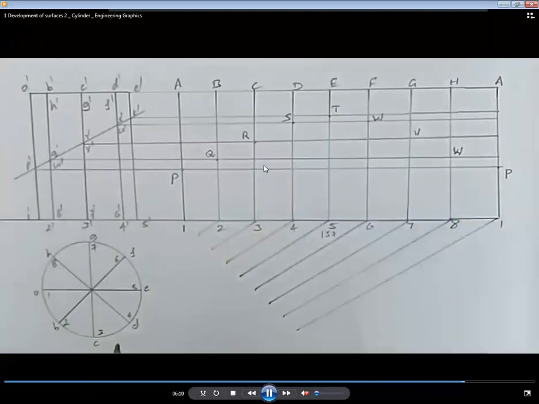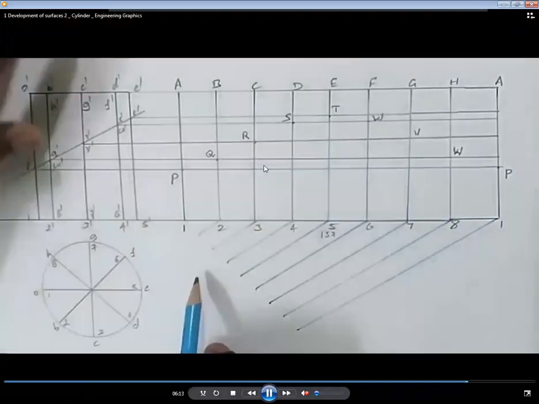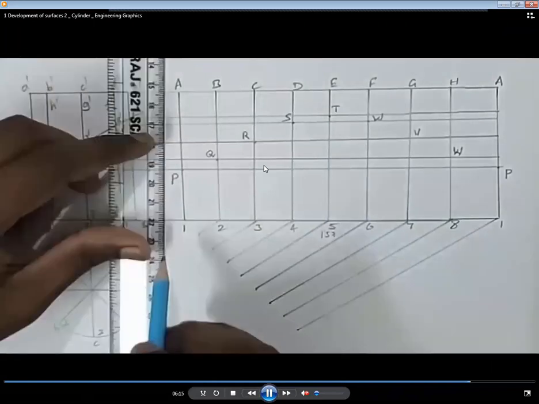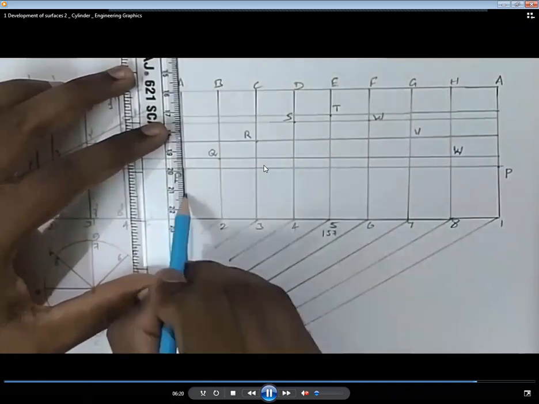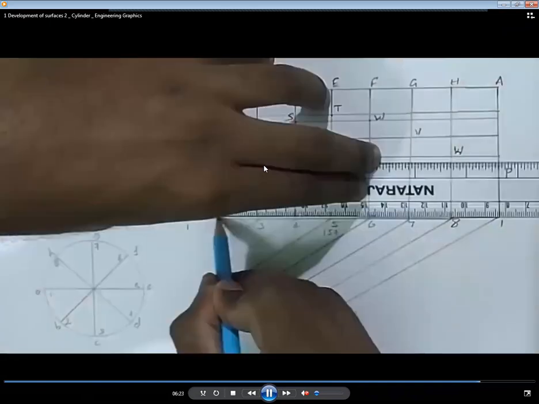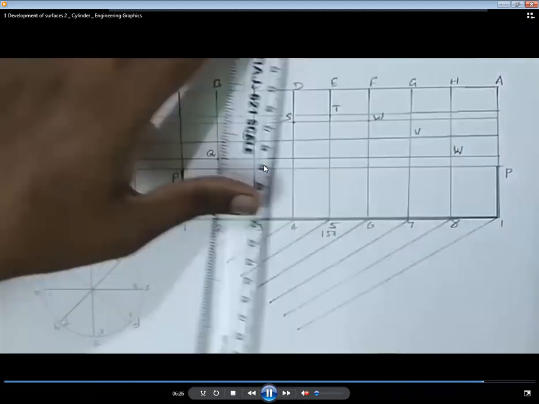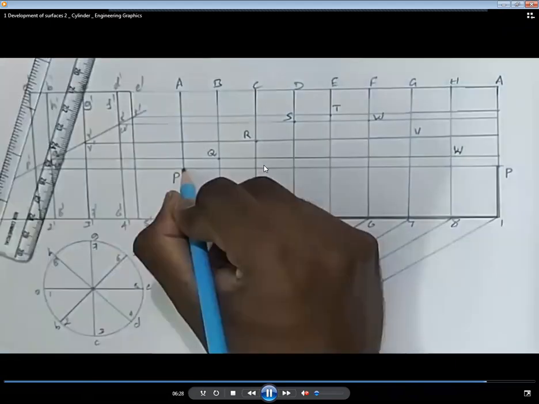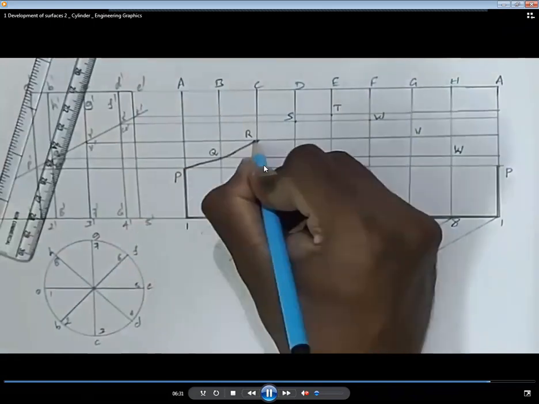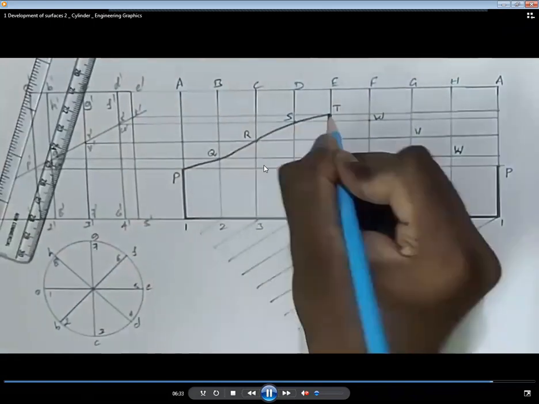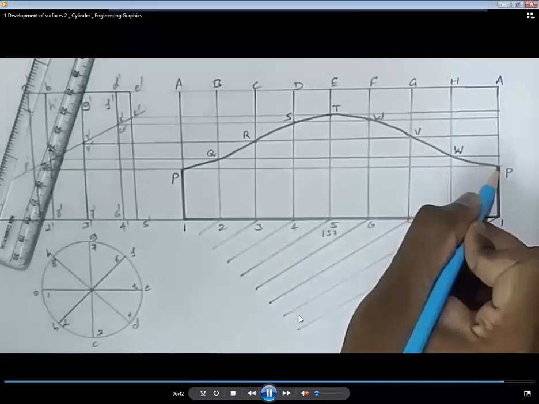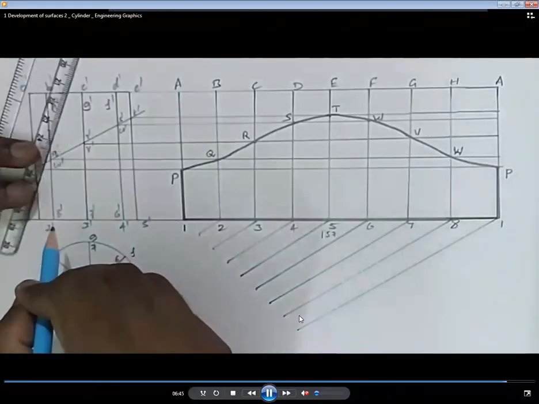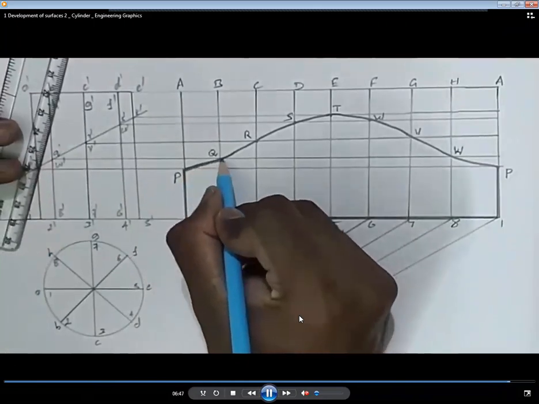Just join this with smooth curve. If possible, you should join it with the help of French curve and make all lines dark under these points. All lines should be dark, which is the part of cylinder. And join this curve with smooth free hand, or you should use the French curve. So make difference in dark lines and dotted and faint lines.